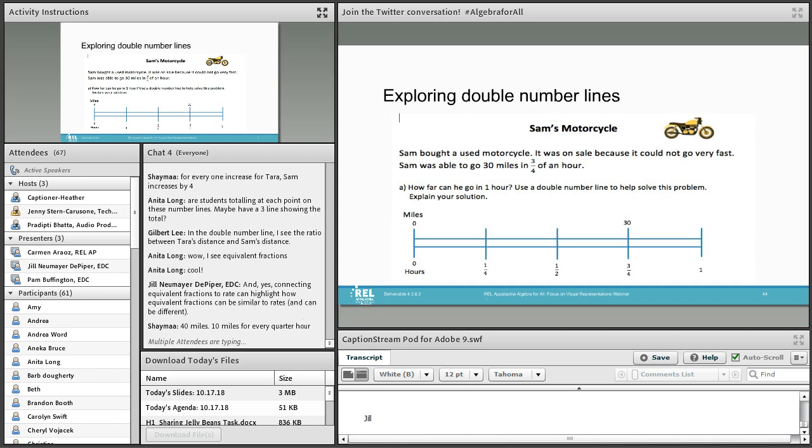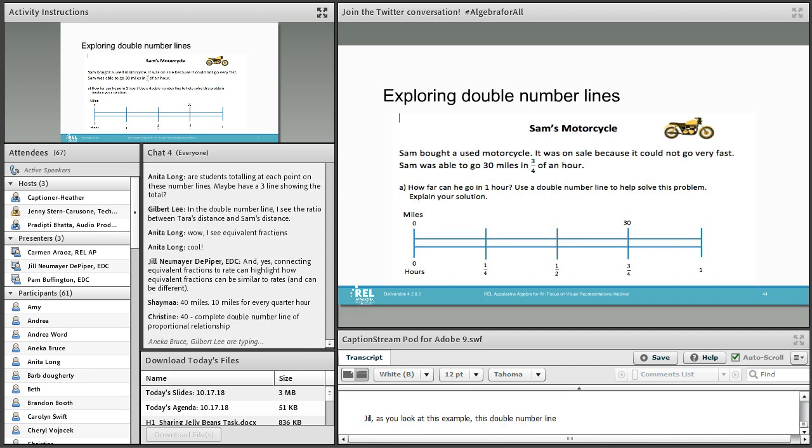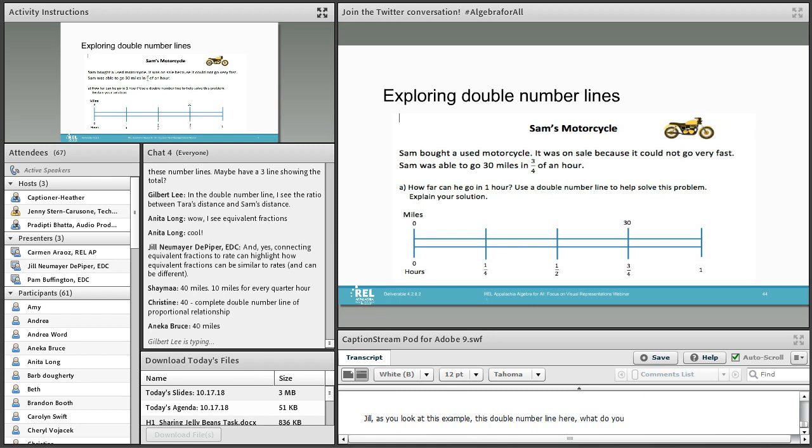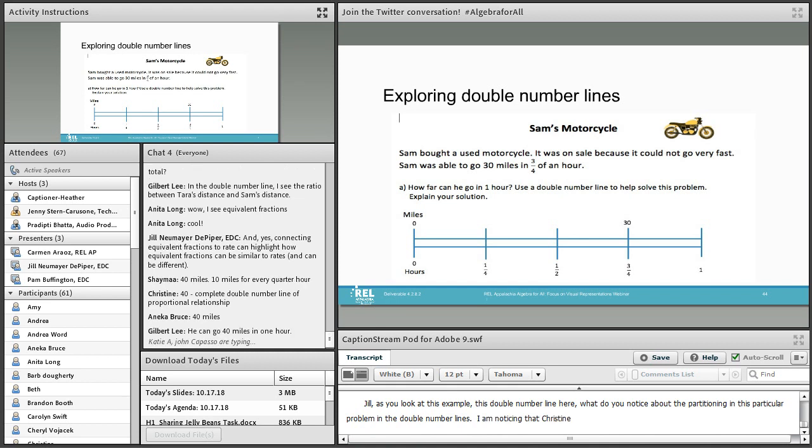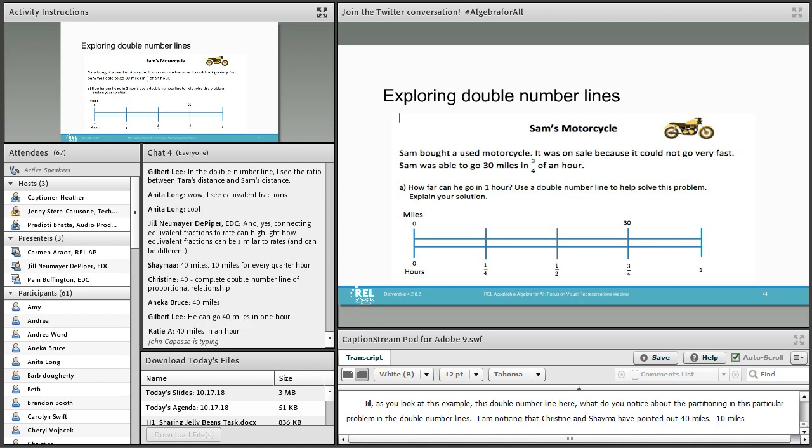Jill, as you look at this example, this double number line here, what do you notice about the partitioning in this particular problem in the double number line? I'm noticing that Christine and Shama have pointed out 40 miles, 10 miles for every quarter hour. So where did that 10 miles for each quarter hour come from? I see a 30 and 3 quarters. How did you find or determine that it's going to be 10 miles for every quarter?